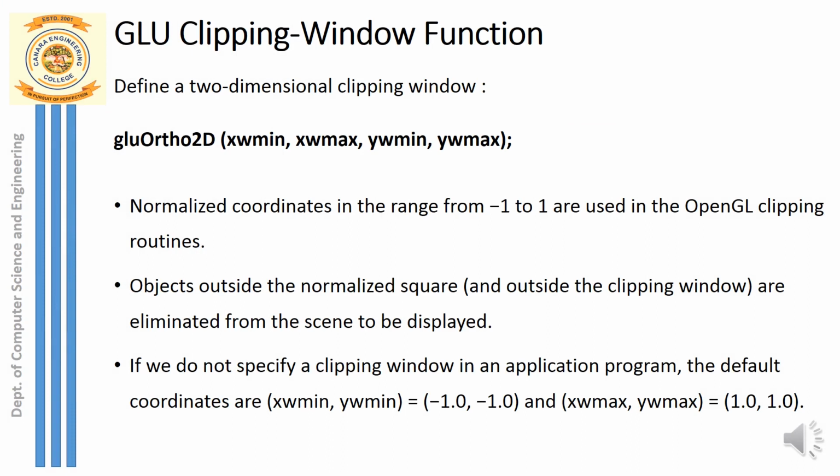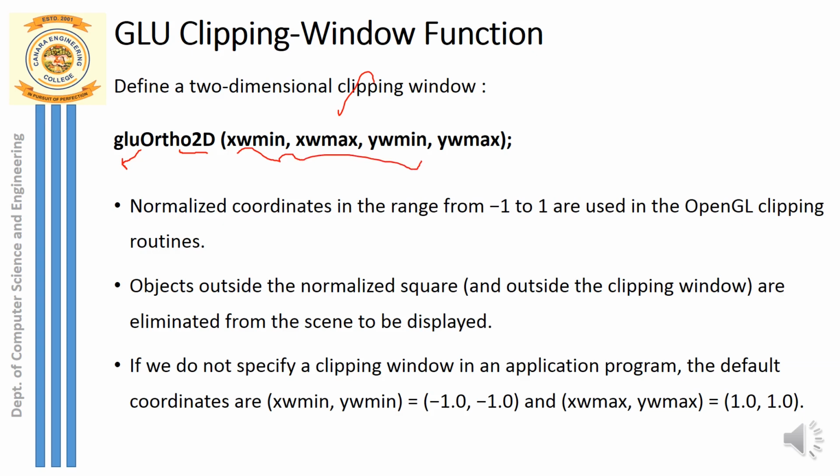Let's see now the OpenGL clipping window function. Remember, in order to set the 2D clipping window, we have an OpenGL function, gluOrtho2D. Remember, it is not GLUT or GL. The prefix is GLU because this particular function is defined within the library glu.h. So gluOrtho2D is a function, and remember we have 4 parameters that have to be passed for this particular function.